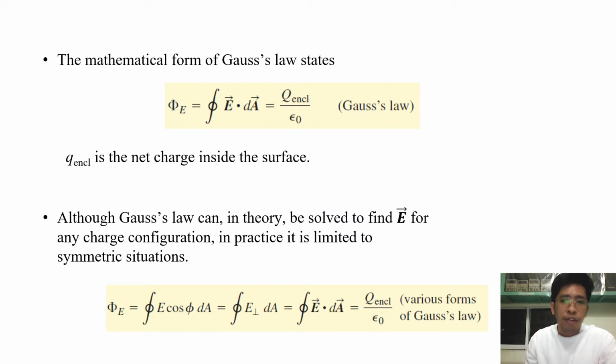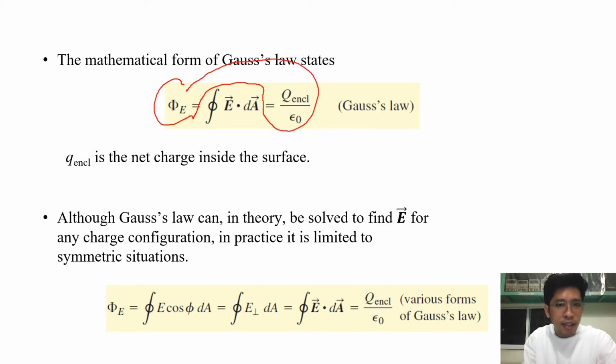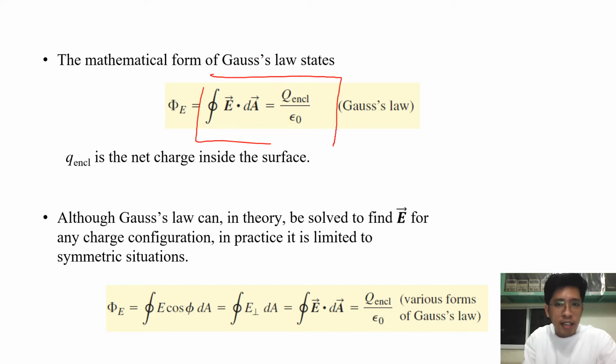The mathematical form of Gauss's law is this one. Earlier you had this one here, which is for your flux. And then this one here is your Gauss's law. This is actually one of Maxwell's equations, which we hope to be able to complete during this course. So this is again the mathematical form of Gauss's law.